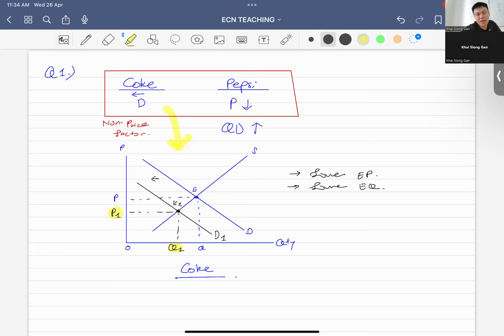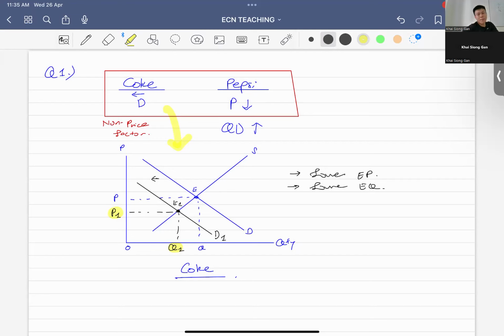This initial shift in demand for Coke results in a lower price for Coke. Is it correct? Lower price for Coke, correct, very good. This lower price will cause the demand curve for Coke to shift to the left. Lower price is a price factor. How can a price factor result in a shift? Cannot. A lower price will never cause a shift of the graph, because it is a price factor, not a non-price factor. So the last statement is wrong. The statement is false, because a change in the price of Coke will not change the demand curve for Coke.